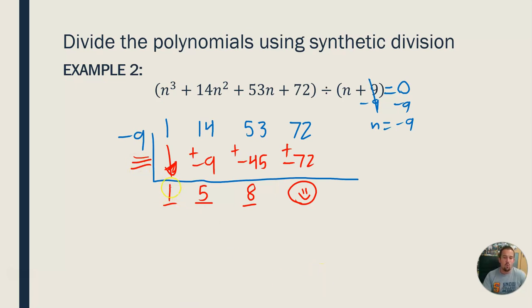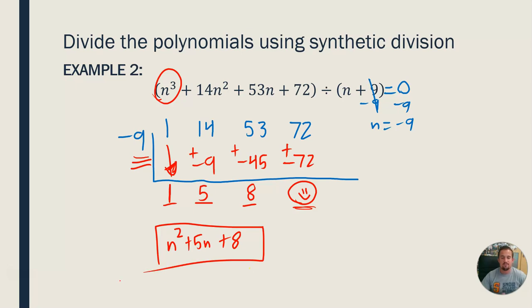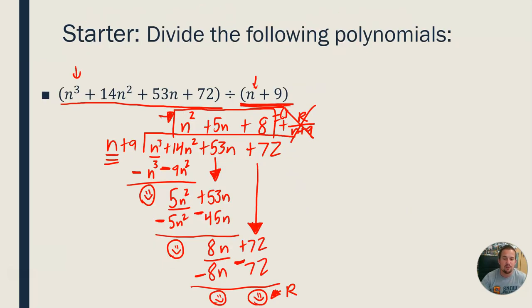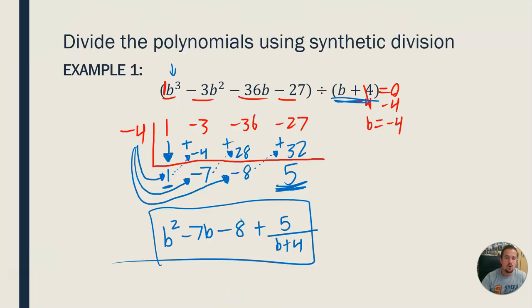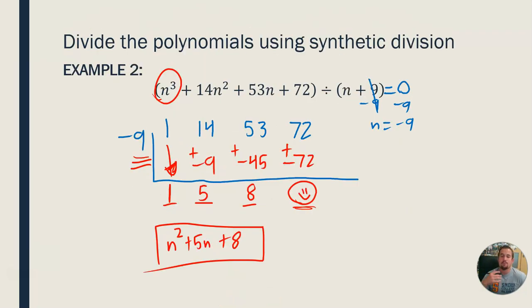So then my final answer, 1, is the coefficient on the first term. And since I started with a cubic function, my resulting answer is going to be a quadratic function. So I'm going to have 1n squared, or just n squared, plus 5n plus 8 with no remainder. So that is my final answer. And if I were to go back here, n squared plus 5n plus 8 is indeed what I got when I divided those two polynomials using long division. So both methods are perfectly acceptable. Both methods will give me the correct answer. Okay, that's synthetic division.